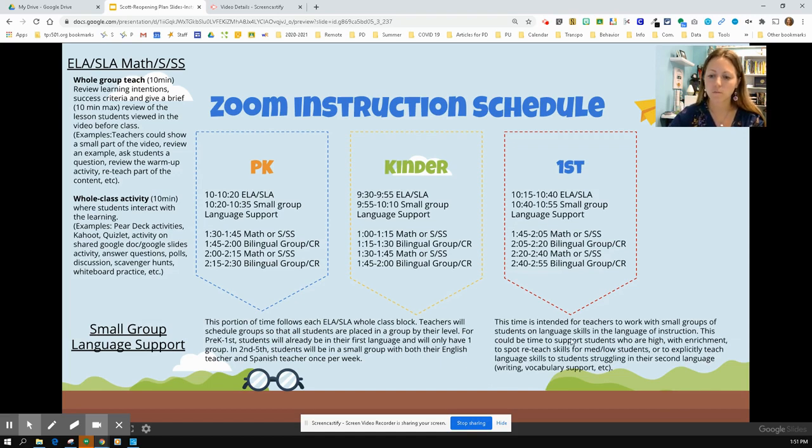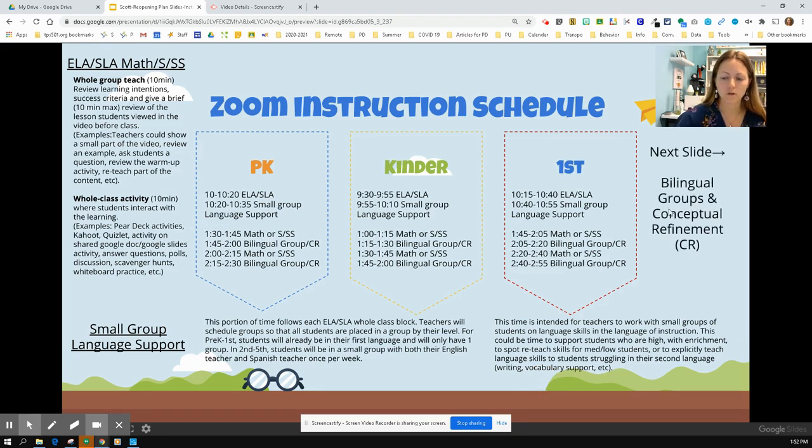So it could be time to support students who are high with enrichment, to do reteaching of skills for medium or low students, or to explicitly teach language skills, for example, to teach writing or support students with vocabulary in their second or first language. On this next slide, we'll talk about bilingual groups and conceptual refinement.